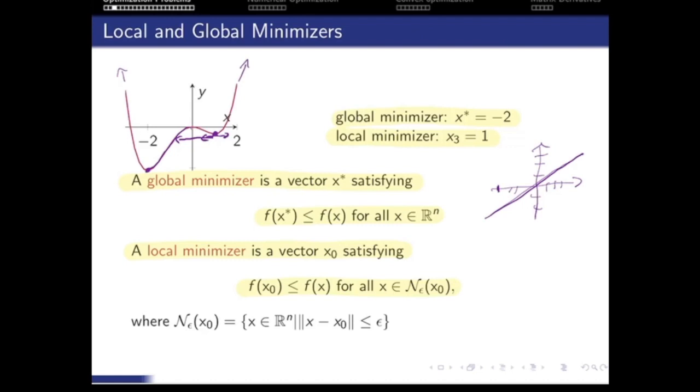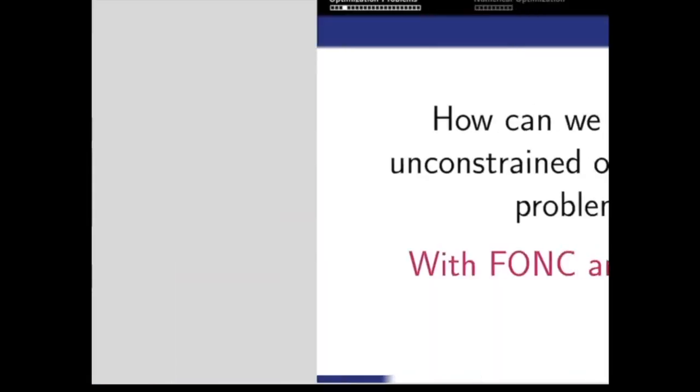So here we have this neighborhood N epsilon of x0, which is just the ball around x0. So it's a ball with radius epsilon around x0. For example, this would be here the neighborhood with respect to some epsilon of x3.